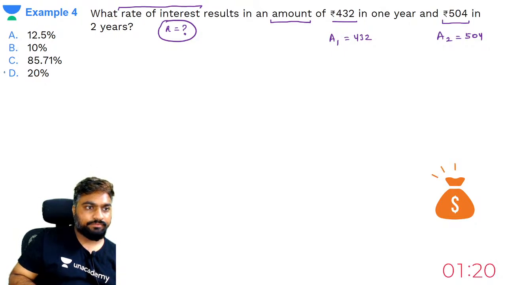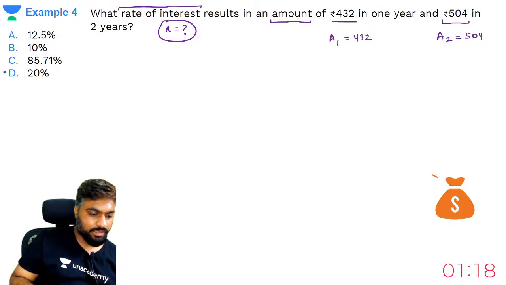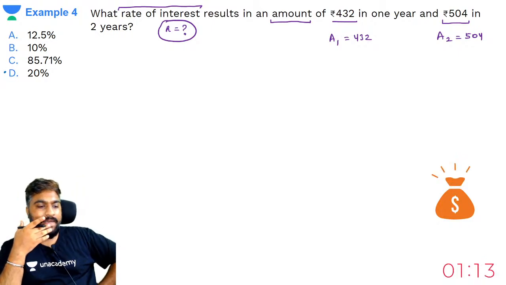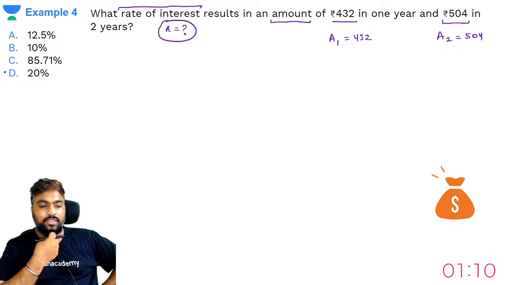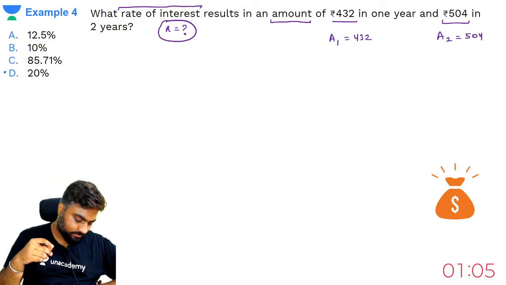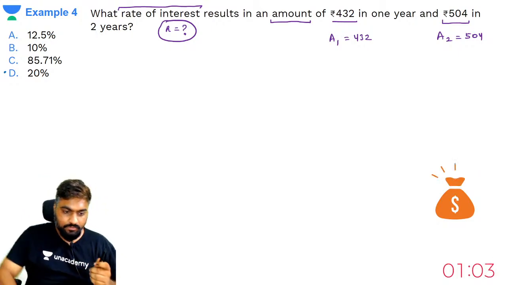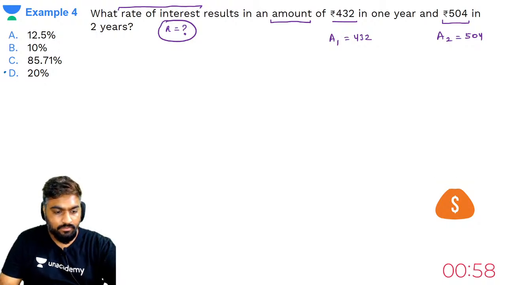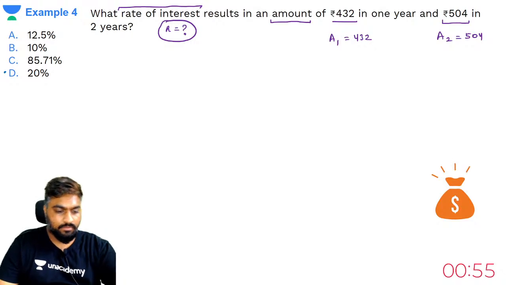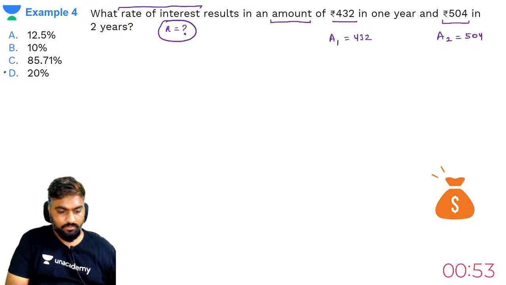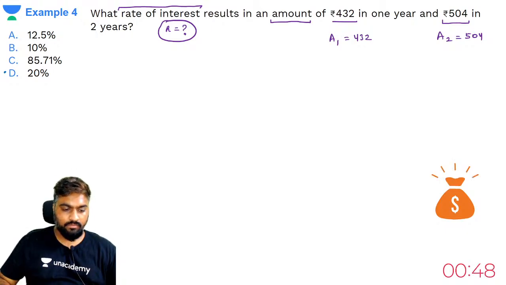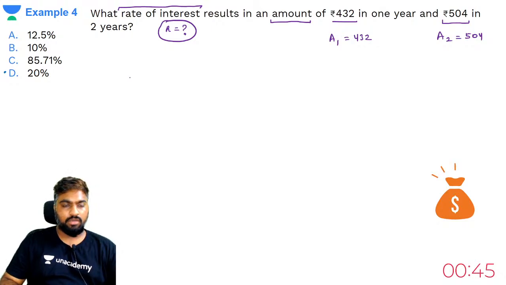Pankaj says D, 20%. Okay. Others? Pankaj says 20%. Anamika says 20%. Very good. Very good, Gaurav. Very good, Saurabh.